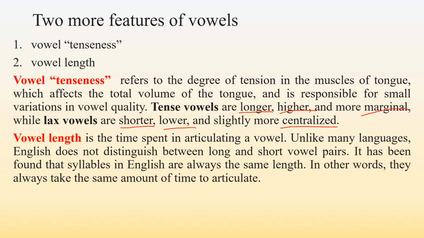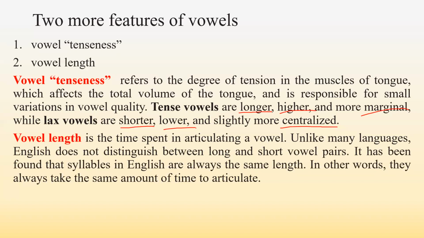But when you say short E, the duration is shorter, and also the tongue is not that high, right? The tongue is a little bit lower inside the mouth, and also the tongue is much more centralized in a middle position. Central position, the whole tongue body is in a central position inside the mouth. Okay, so these differences are there between tense vowels and lax vowels. And the second feature, vowel length.